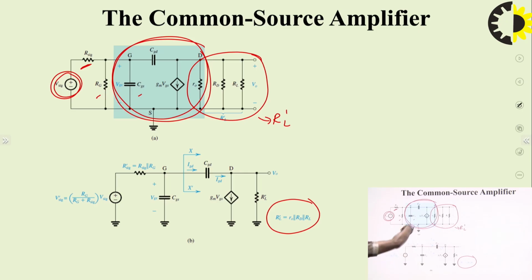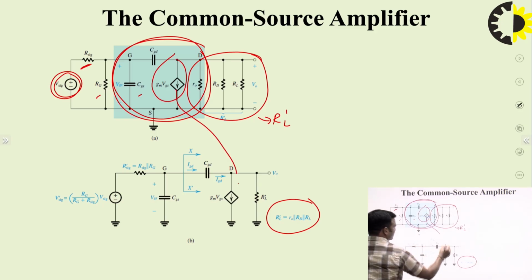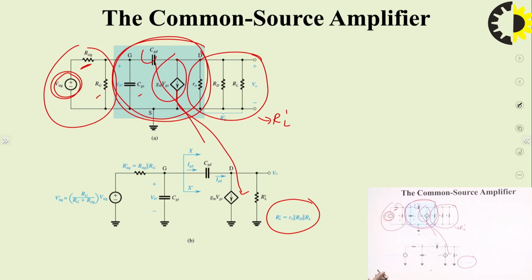And now on the input side, we can approximate this as such: GMVGS, CGD, CGS, and we have approximated this. That means the voltage across this resistance will be V signal into RG upon RG plus R signal. So it is simply obtained by the voltage divider rule, and the equivalent resistance of these two will be the parallel combination of these two.